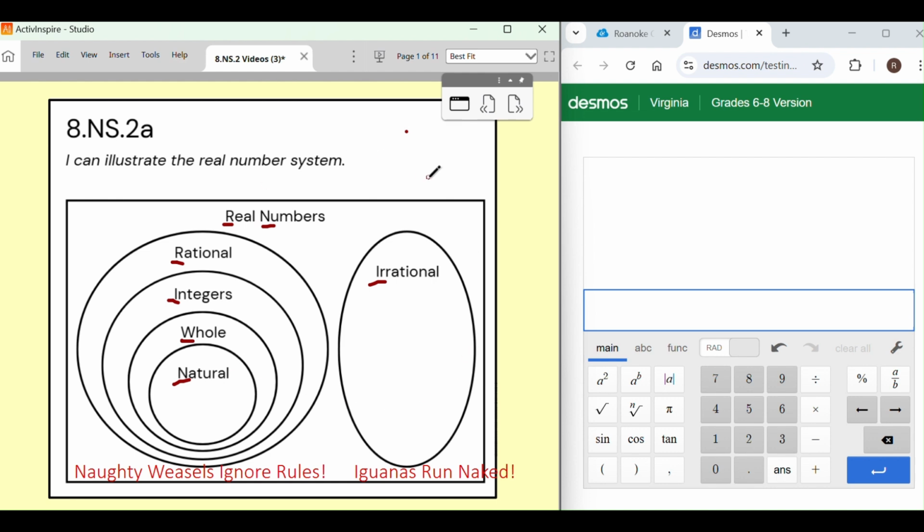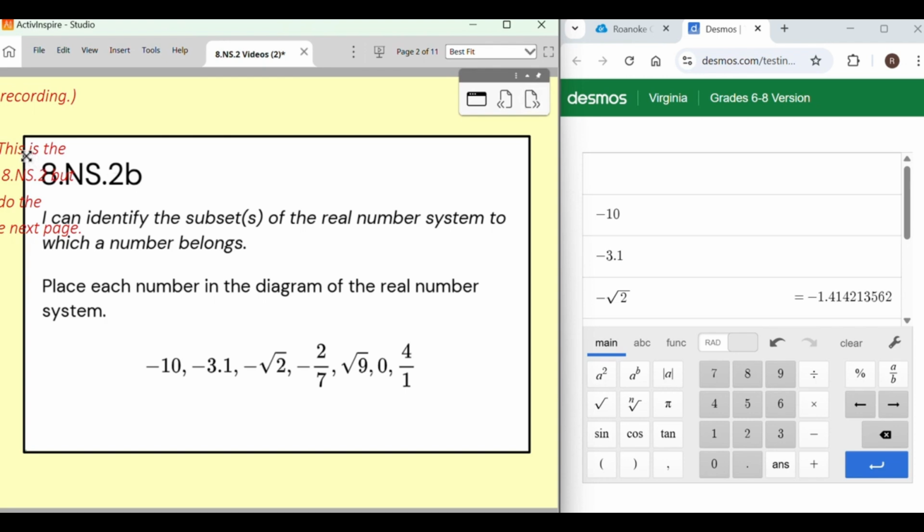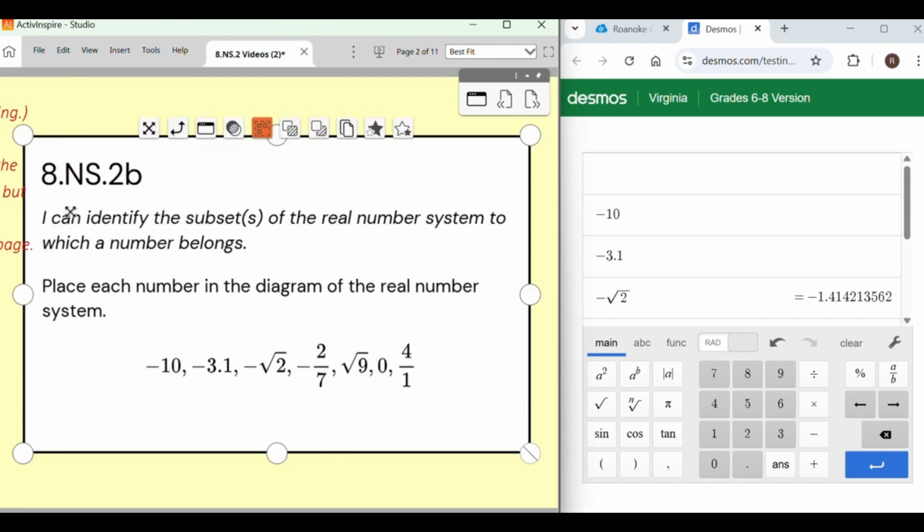I think this is going to be fun. Let's go on to the next one. The first example here, I have already moved these numbers into the calculator so that they would be easy to see. Okay, they say I can identify the subset of the real number system to which a number belongs. Please place each number in the diagram of the real number system. Well, all of these numbers down here are going to have to be placed in the diagram where they go. But the first thing I'm going to do is put them in my calculator.